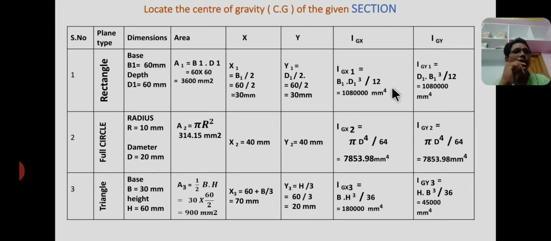Already we have discussed about area moment of inertia. Area moment of inertia for rectangle equal to BD cube by 12 and DB cube by 12. For a circle IGX equal to IGY equal to pi d power 4 by 64, as well as for triangle IGX equal to BH cube by 36, where B is the base, H is height of a triangle. So BH cube by 36 for IGX, HB cube by 36 for IGY.